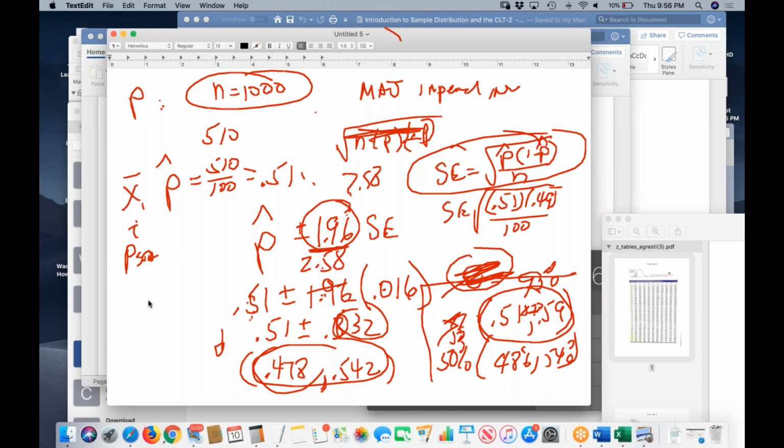Just like sigma over the square root of n, right? Later on, when we're using the sample standard deviation instead of the population standard deviation, we're using it because we don't know the population. We're never going to know the population standard deviation for certain. So we're stuck using the sample standard deviation instead. Okay, same thing with the proportion.